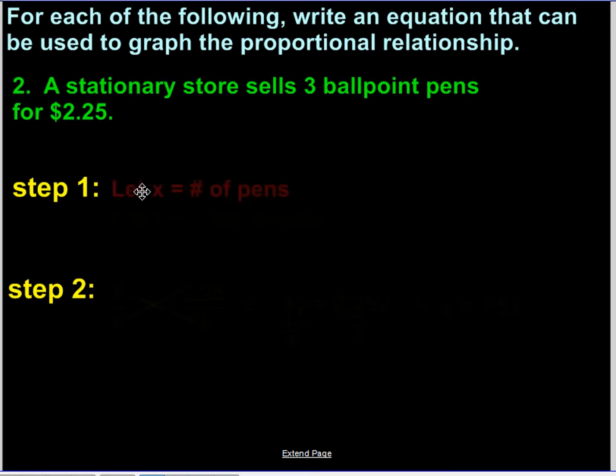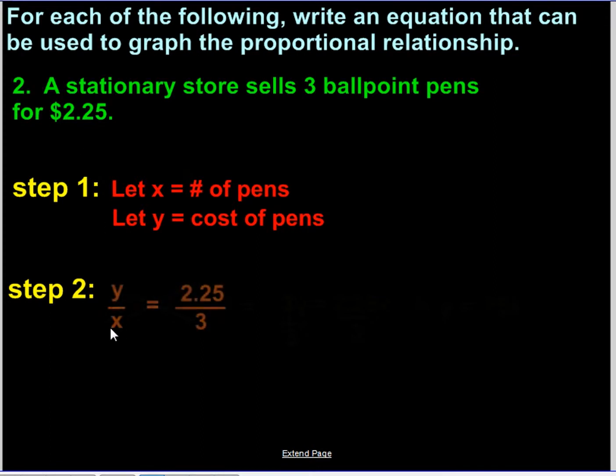Step number 1 is we need to assign an x and a y value. So for x, we're going to say the number of pens, which is 3. And for y, we're going to say the cost of the pens, which is $2.25. So we set up an x and a y, with y on top, x on the bottom. And then, as we said before, y equals the cost of pens, so we equal y to $2.25. And we said x equals the number of pens, so across from x, we do 3.